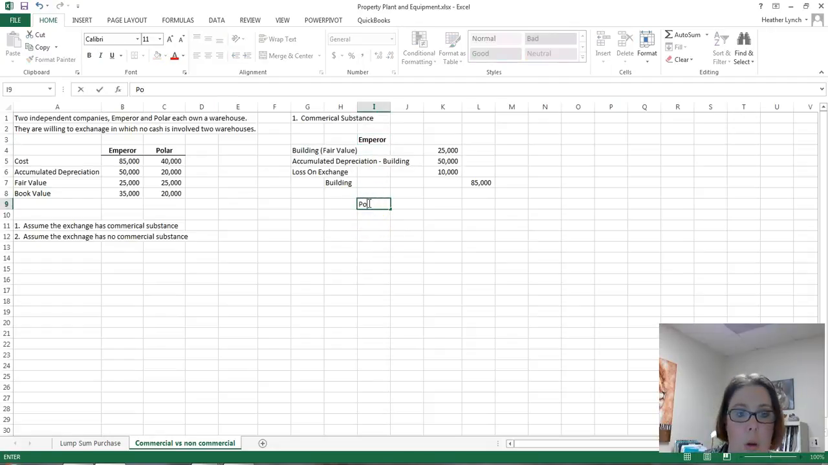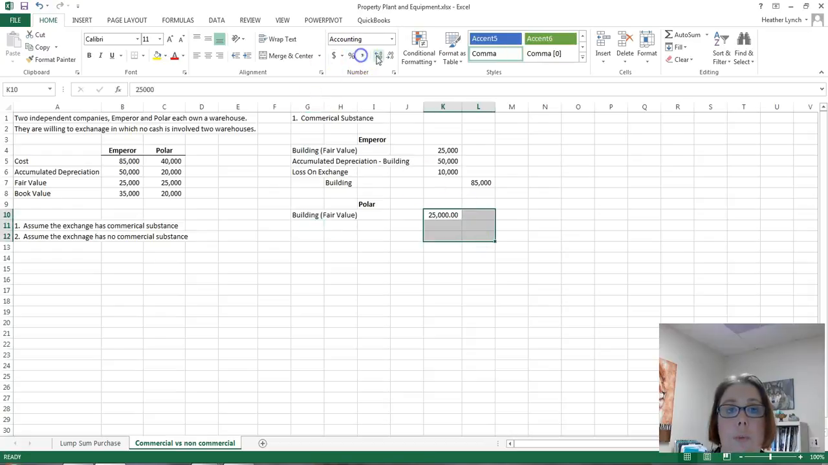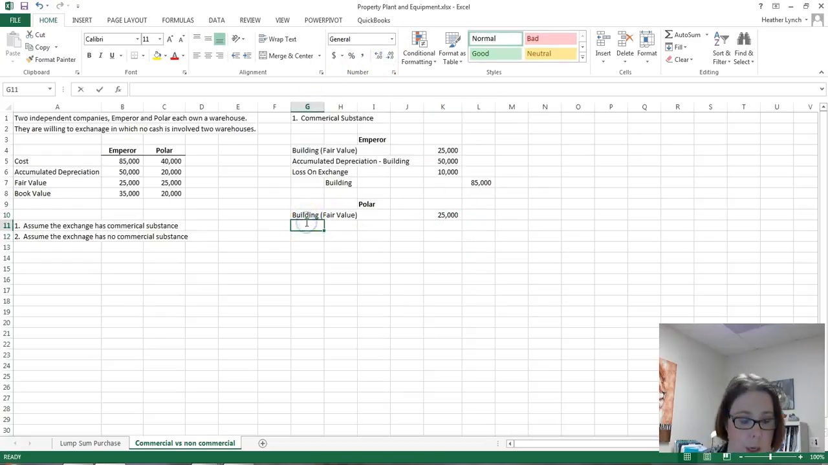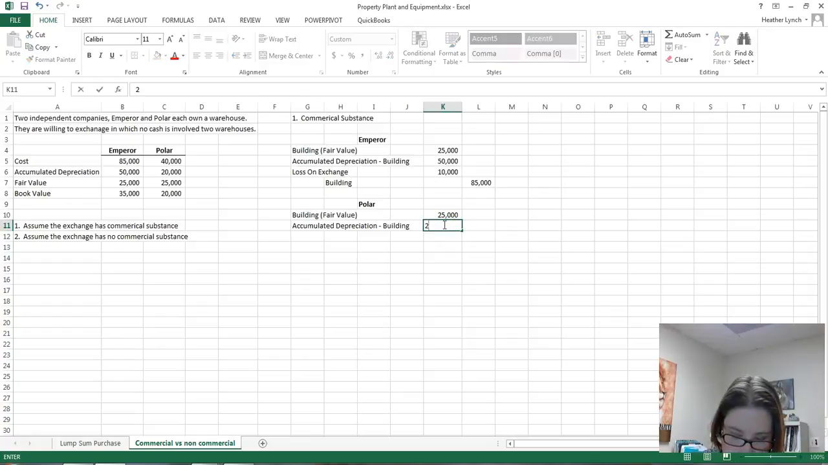So let's do Polar. So we have in Polar, okay, so he's going to assume a building with a fair value of $25,000. So I'm going to note that fair value so you understand that it's the fair value. Okay, we need to get rid of that accumulated depreciation that we accumulated on ours, which was $20,000.